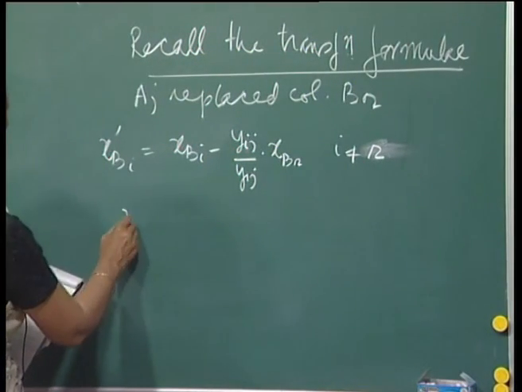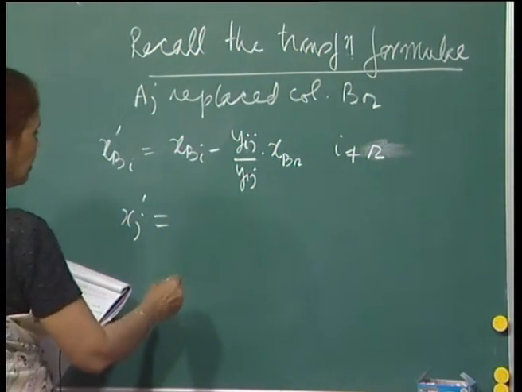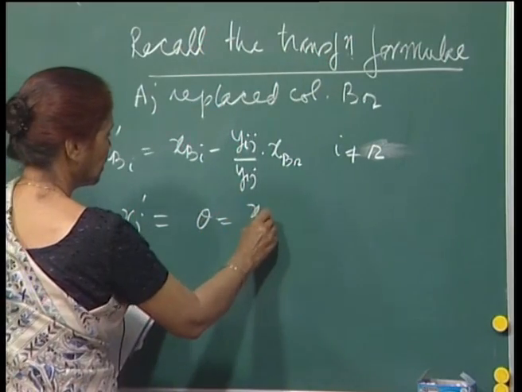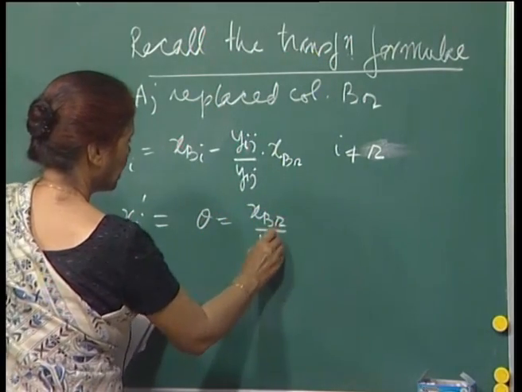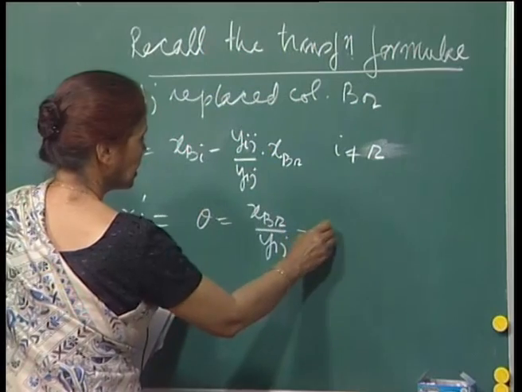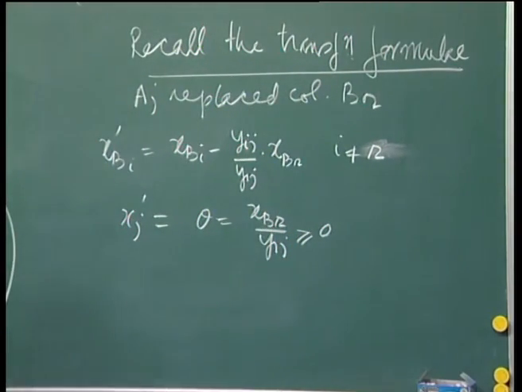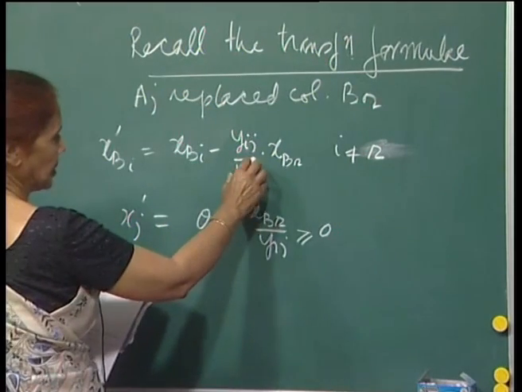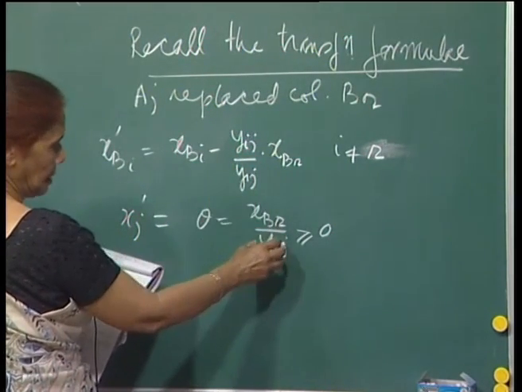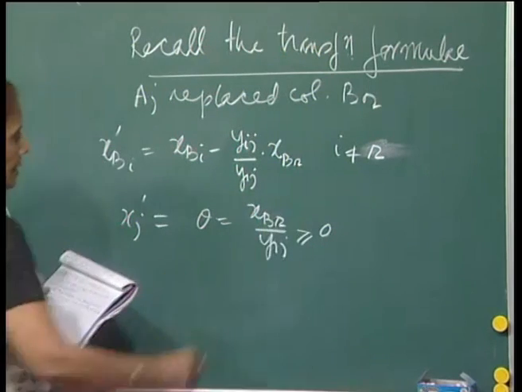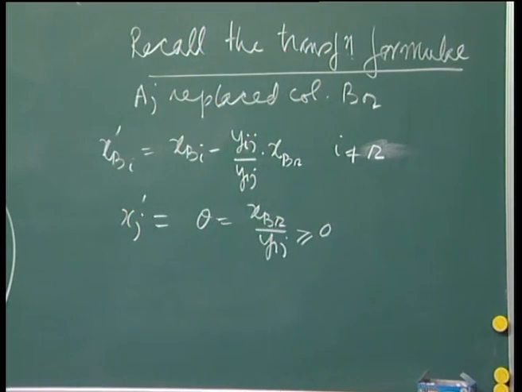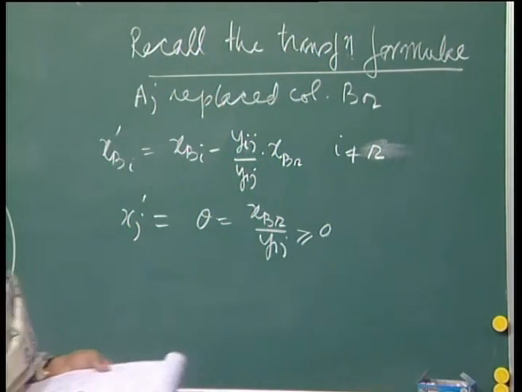you have your xj prime equal to theta, which is your xBr upon yrj, and this is greater than 0 because yrj is positive. Remember, that is why we pivot on yrj. So, yrj is something which is strictly positive, and then this is your new basic variable. So, this is your transformation formulae, right.